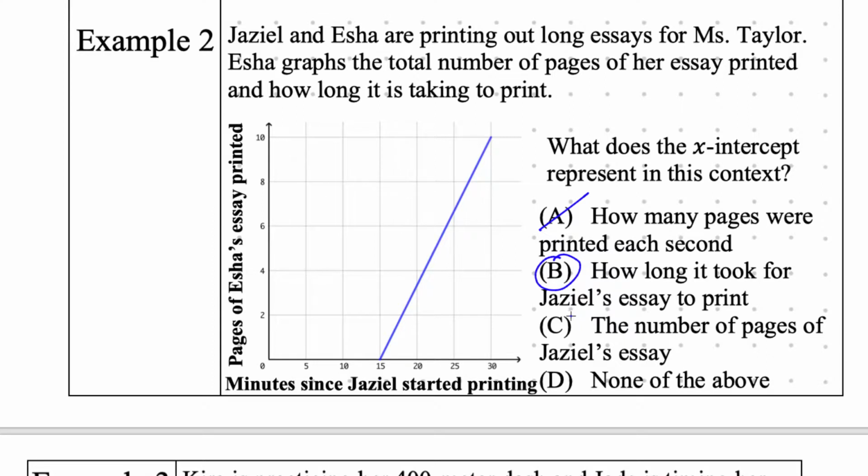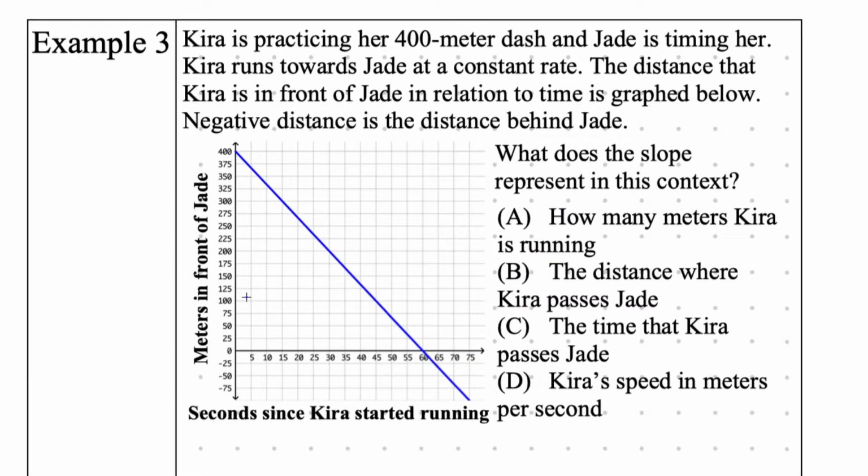I want to go on to C and D and talk about why it's not them. Well, it's not D, obviously, because it's B. But C, the number of pages of Haziel's essay, that would have been on the y-axis. So if I had a y-intercept, that would have been the number of pages, because that matches with the units up here, the pages. And that doesn't even match because this is Haziel's essay, and this is not her essay. Or not his essay, it's her. All right, on to number 3.